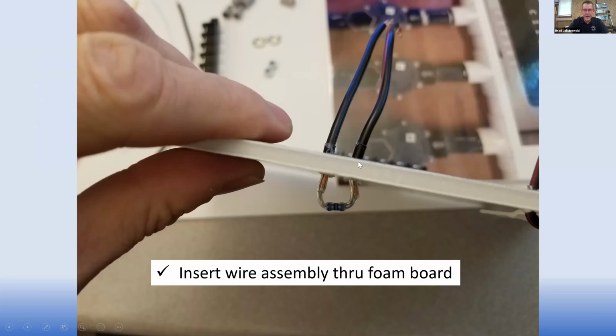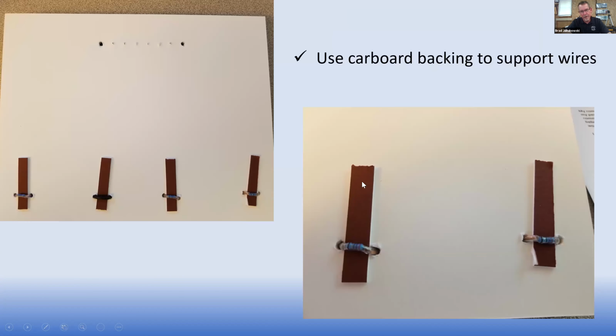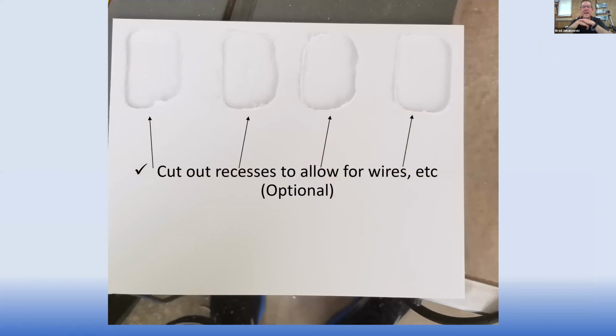And then from there, I cut some little pieces of mat board or some cardboard to put there to help protect the backside of the foam board. This way, this wouldn't actually pull through the foam board, and it gave it a stable part to work against. And so I did that for each of those different wires, just to stabilize it a little bit.